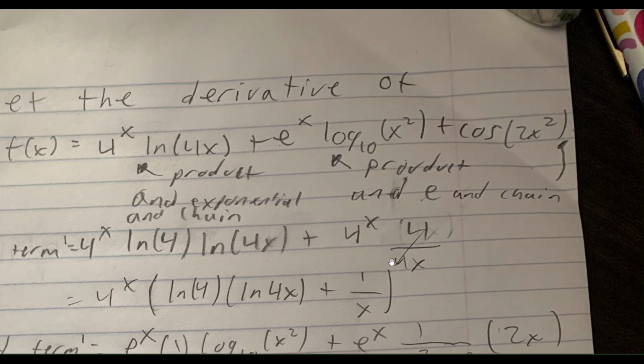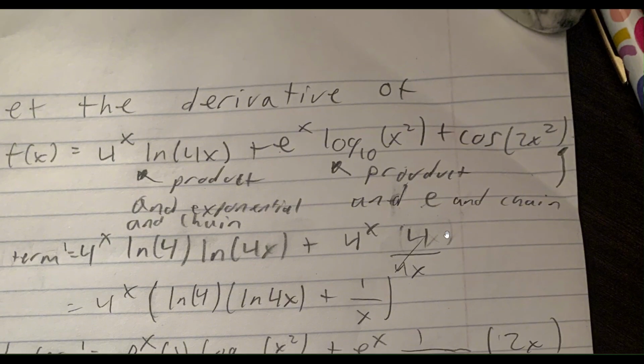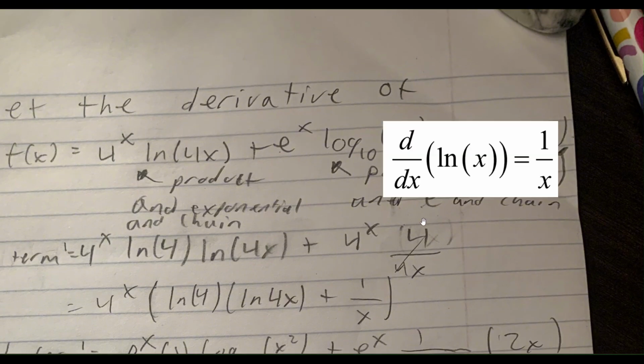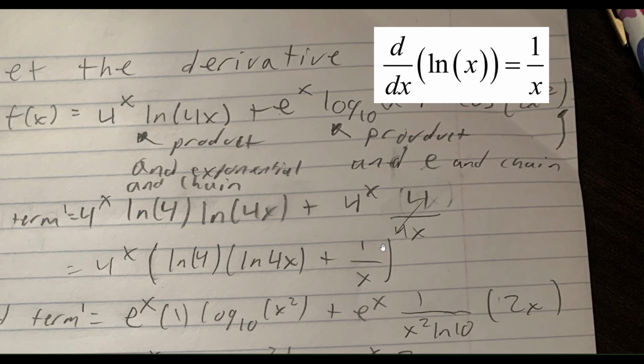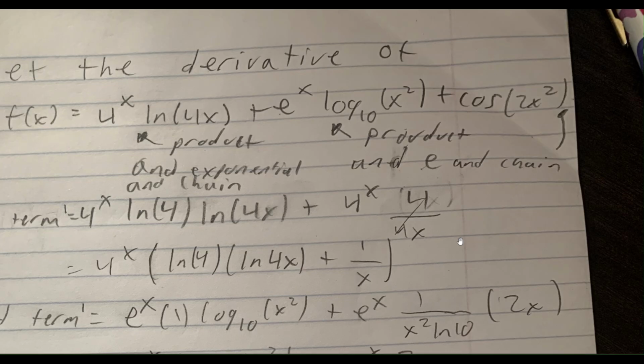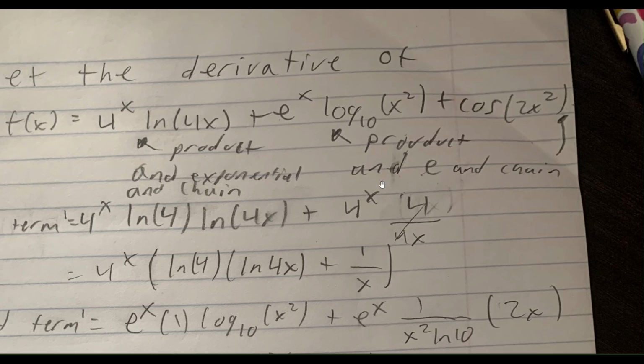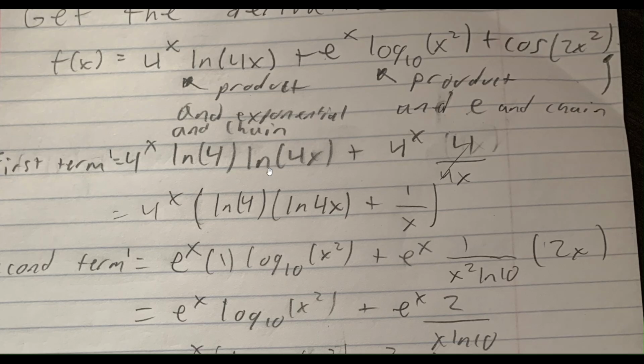Then we have to continue using the product rule here, which is just 4 to the power of x, and then you have the rule for ln, which is this. As you can see, it's 1 over x. We also have to remember to use the chain rule since it's within this bracket, so we have a 4x, and we have to get the derivative of 4x, which is just 4. Then we simplify, and we get this as the derivative of our first term.